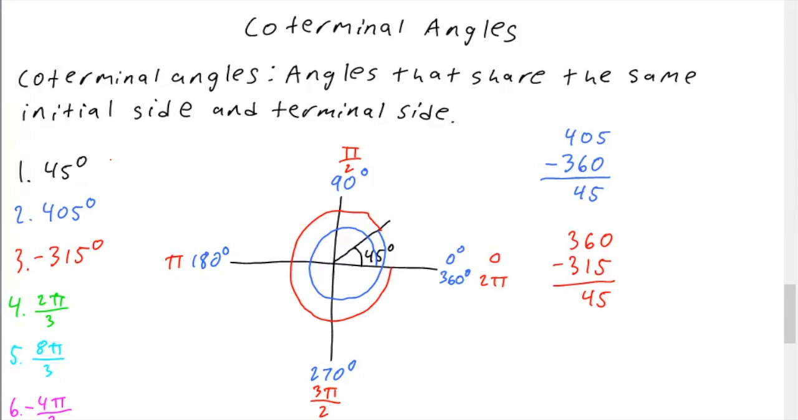So these three angles here are all coterminal. They end at the same spot. So what I want you to learn from this is how to figure out what the angle is between 0 and 360. If I give you an angle, what is the angle if it was between 0 and 360?